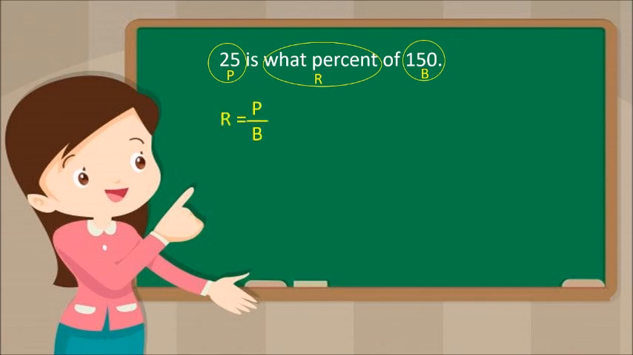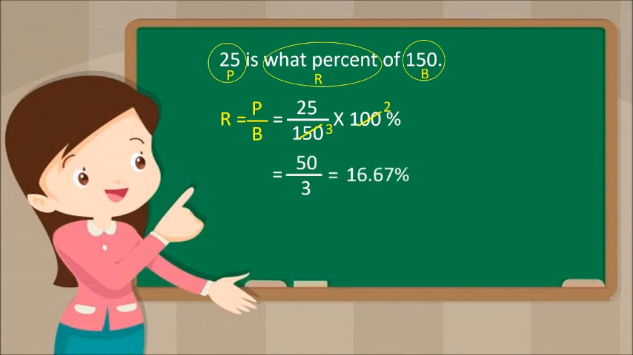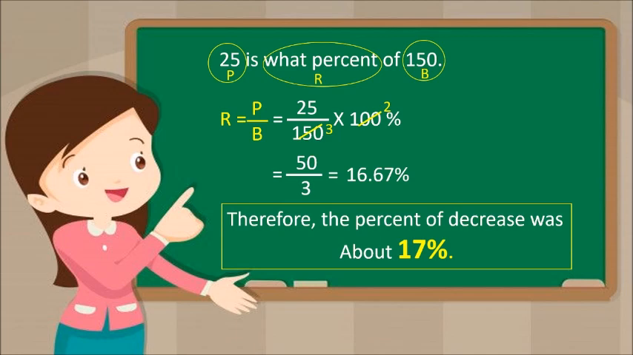So R is equal to P over B. So 25 over 150 times 100%. Okay, so 100 and 150 are divisible by 50. So 100 becomes 2 and 150 becomes 3. So 25 times 2 is 50 over 3, or simply 16.67%. Therefore, the percent of decrease was about 17%.